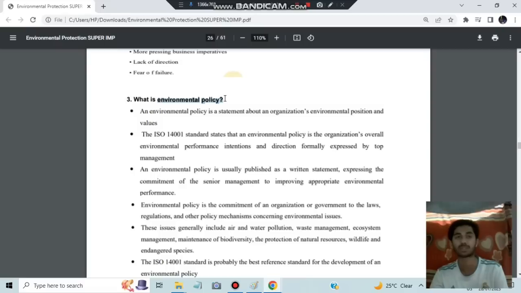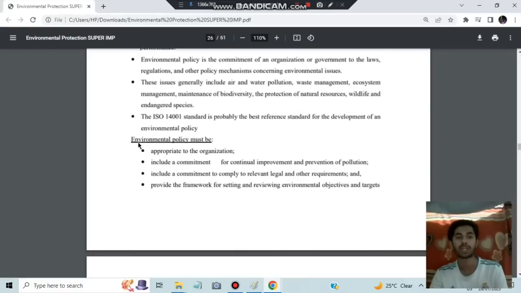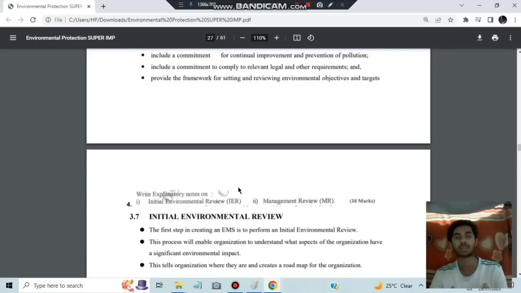Without even reading the answer, you can tell it by common sense. Environmental policy is a statement about the organization's environmental position and values. What are the steps taken by ISO 14001 that you have to write here? It must be appropriate to the organization, include a commitment to comply with the relevant legal requirements, and provide the framework for setting and reviewing the environmental aims, objectives and targets.